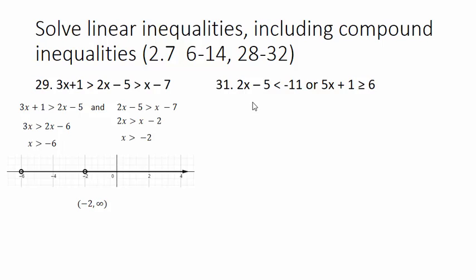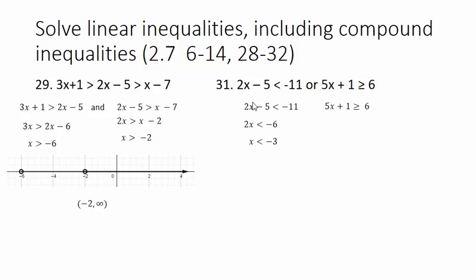So we have 2x minus 5 is less than -11, so I solve that first. I add 5 to both sides and get 2x is less than -6. Divide by 2, get x is less than -3. 2 is positive, so it didn't flip the sign. Remember, if we multiply or divide by a negative, we flip the sign, but otherwise we keep it. So we got x is less than -3.